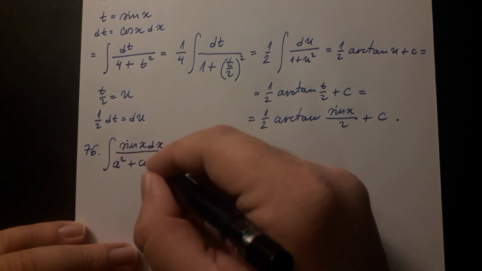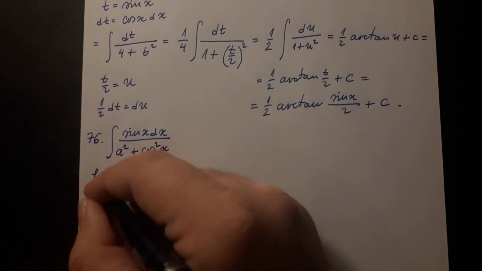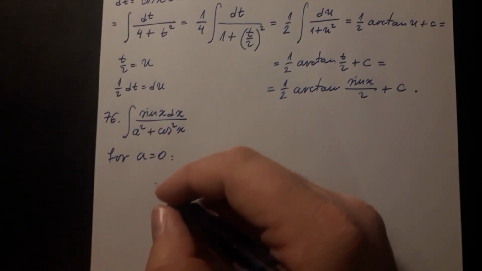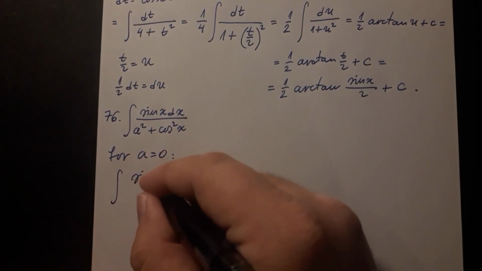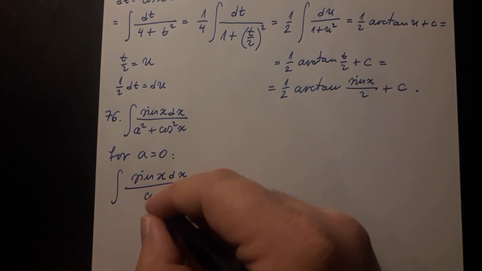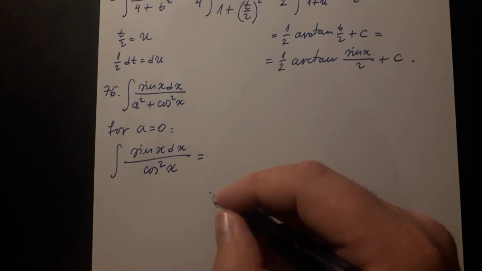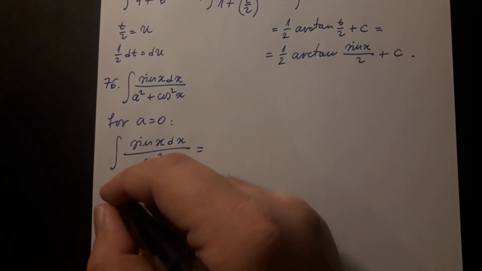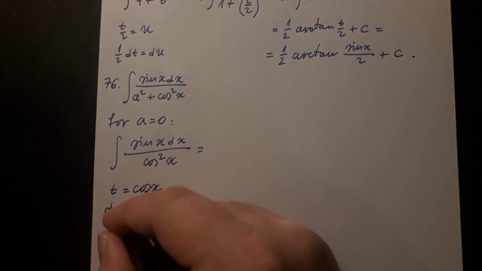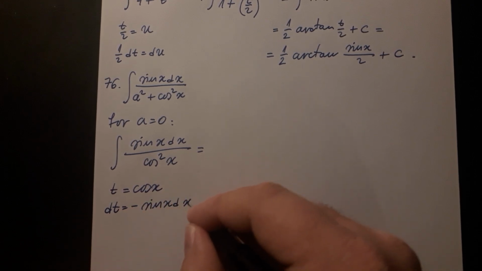Integral number 76 on our list is an integral of sin x dx divided by a squared plus cosine squared of x. Now for a equal to 0, this integral becomes an integral of sin x dx divided by cosine squared of x. This integral can be solved using a substitution that t is equal to cosine of x, and dt is then equal to negative sine of x dx.